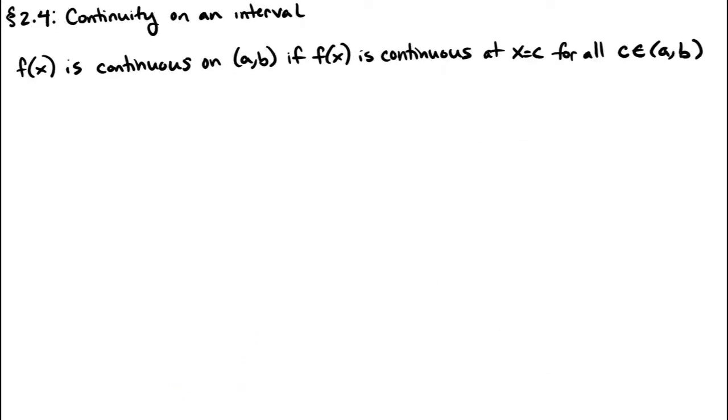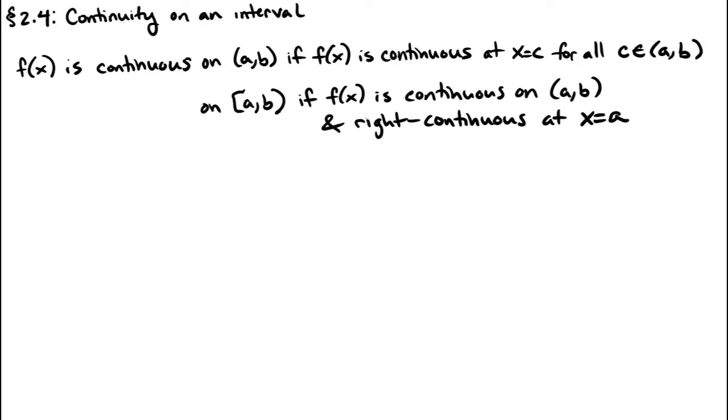The other new notation is for continuity on a whole interval, not just at a point. When we say f is continuous on an open interval from a to b, we just mean that it's continuous at every point in the open interval. For an interval that's closed or closed on one side, it's a little more complicated.